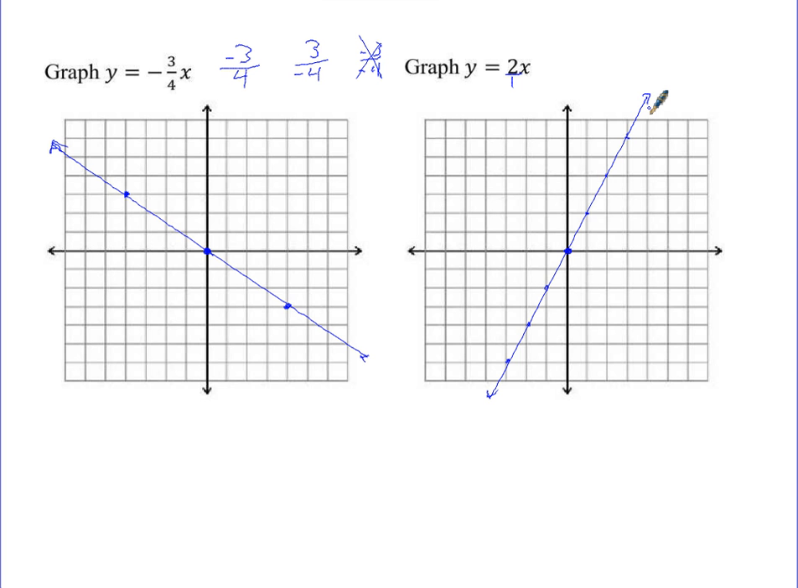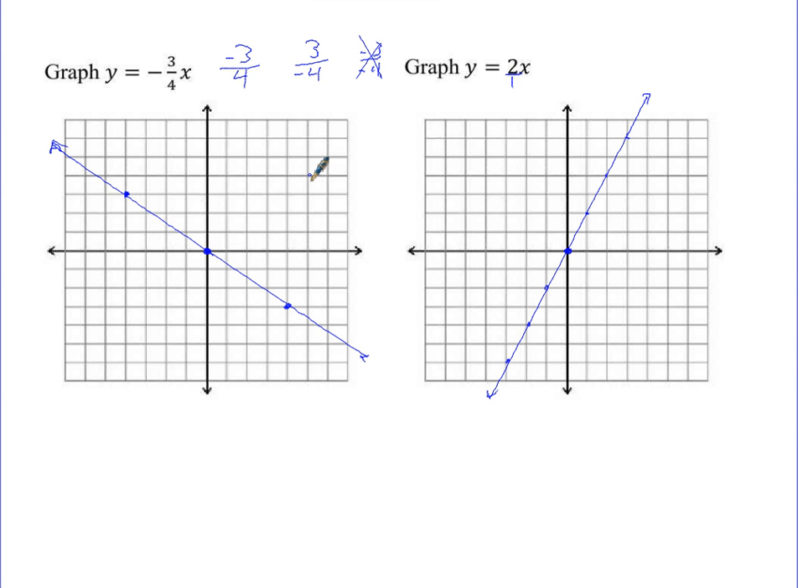One thing that's worth mentioning here is, why do we graph? Pretty sure I mentioned it at one point this year. Why do we graph? A visual of what? The data points that you would get if you made a table. That's right. So basically this line right here represents all of the ordered pairs that make this equation true.